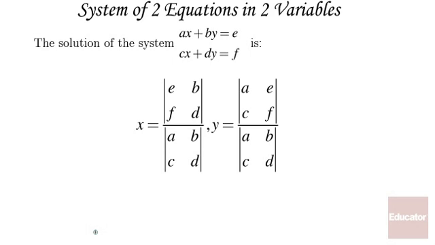Okay, so looking at this, if we have a system of equations, ax plus by equals e, and the second equation, cx plus dy equals f, we can find x by using determinants. Let's first look at the determinant in the denominator. And I'm going to call this determinant D. Looking at y, it's actually the same determinant.